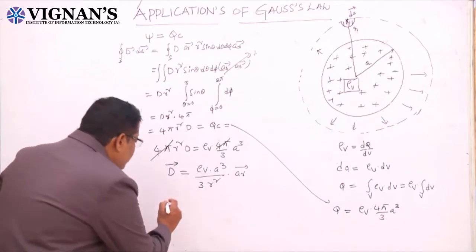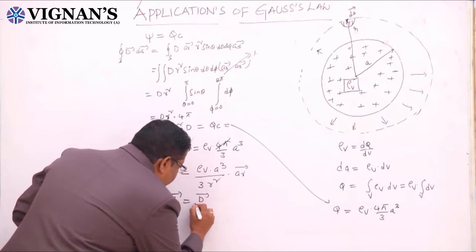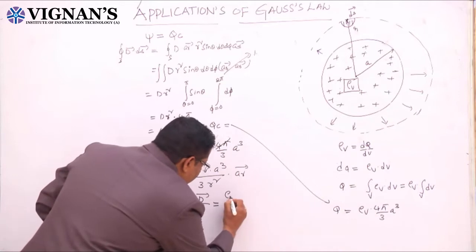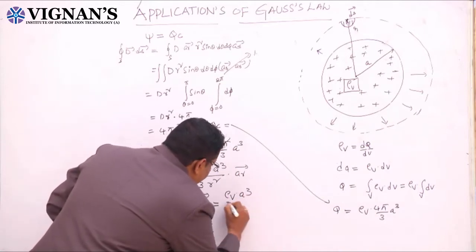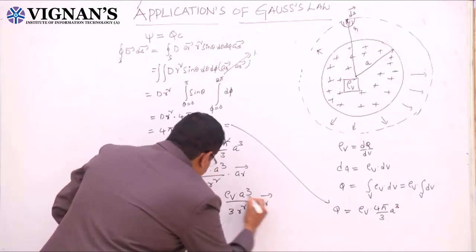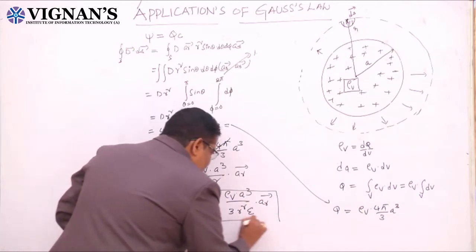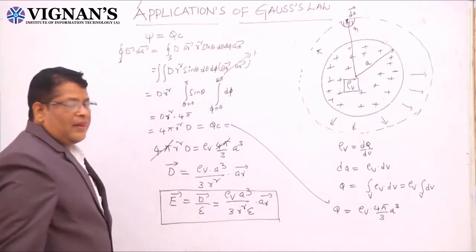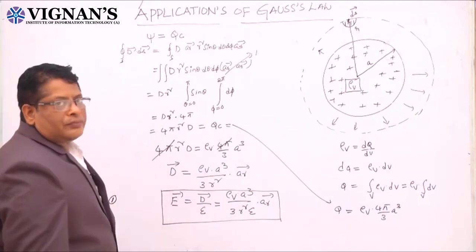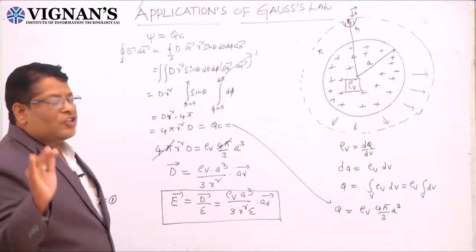Now E bar equals D bar by epsilon. In place of D bar, you substitute this one: rho v a cube by 3 r square epsilon a r bar. This is the expression for the electric field intensity outside of the sphere. Outside of the sphere, first case. Case 1.